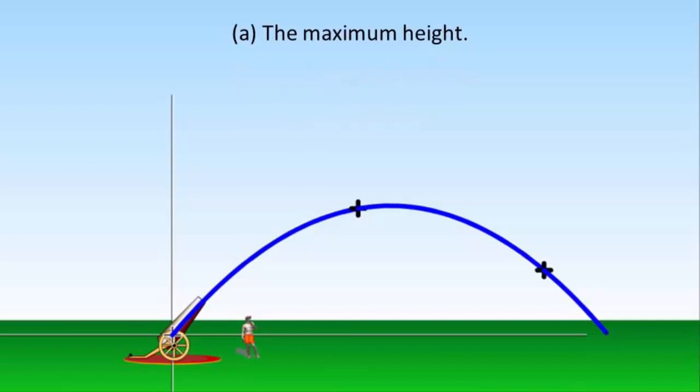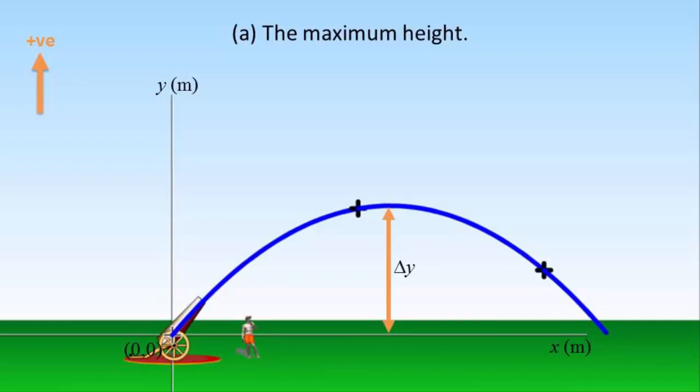We'll start by defining a coordinate system using x for the horizontal direction and y for the vertical direction. The origin will be where the shell is fired from, the base of the cannon. We will define the upward direction as positive and downwards as negative. The maximum height will occur halfway along the path of the motion. We will designate this height as delta y.